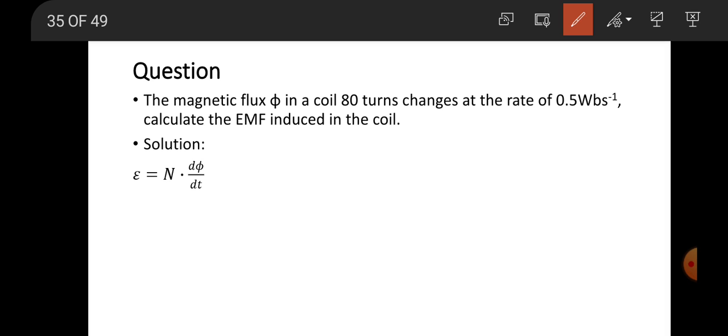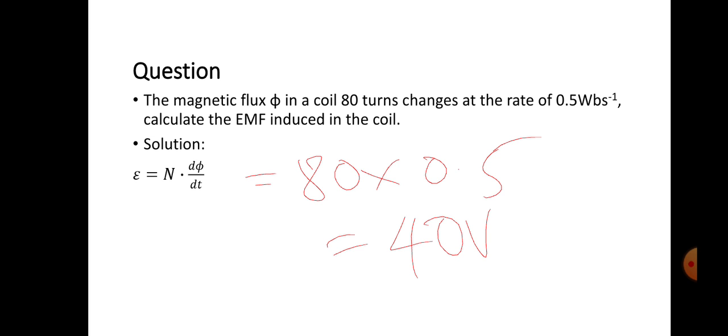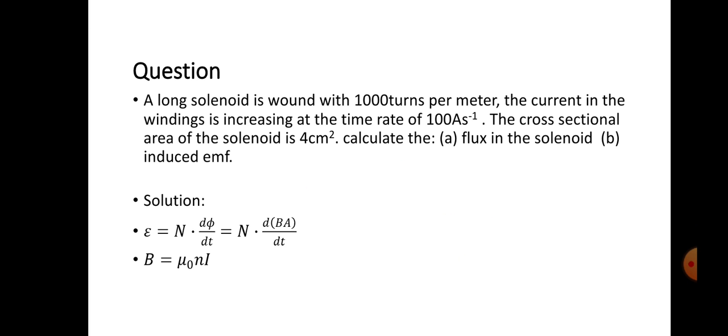It says the magnetic flux phi in a coil of 80 turns changes at the rate. Okay, they gave us the rate of change, which is 0.5 Weber per second squared. Calculate the EMF induced in the coil. The EMF induced in the coil from what we have here is N times dphi over dt. Okay, that's the number of turns times the rate of change. Number of turns is 80 here. The rate of change is 0.5. Okay, so that is going to give us 40 volts. 40 volts. This is beautiful.